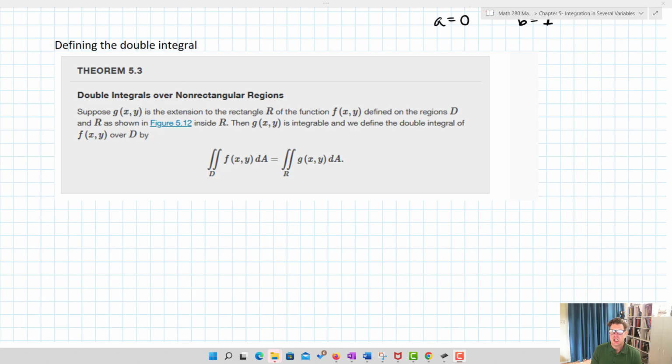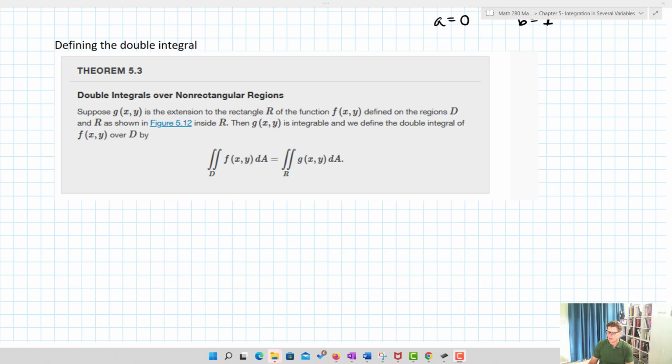Just remember that g of xy is basically going to equal f of xy over the region that we're looking at, and then it's 0 everywhere else on the rectangular region. From a practical perspective, this is not going to make a huge difference. This is more of a theoretical thing. So we're going to suppose that g of xy is the extension to the rectangular R of the function f of xy, defined on the regions D and R.